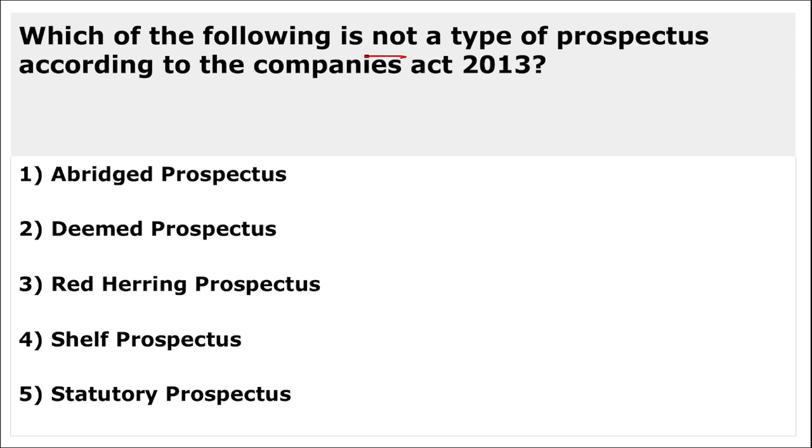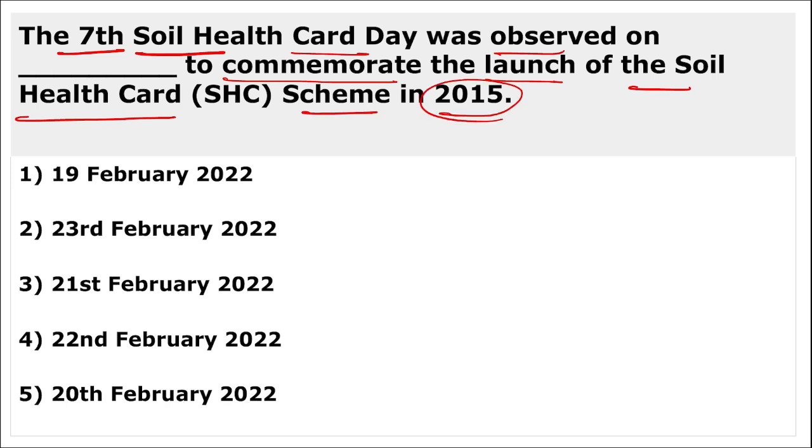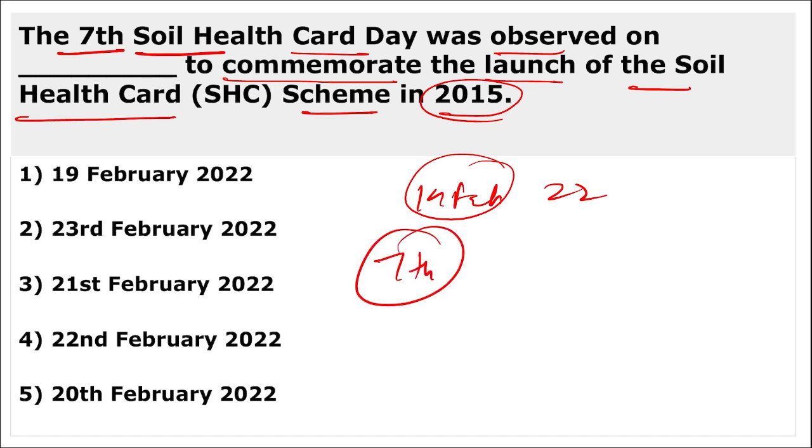Next is, which of the following is not a type of prospectus according to the Companies Act of 2013? It is your statutory prospectus. Next, the 7th Soil Health Card Day was observed on dash to commemorate the launch of the Soil Health Card Scheme in 2015. It is the 19th of February 2022 that the 7th Soil Health Card Day was observed.